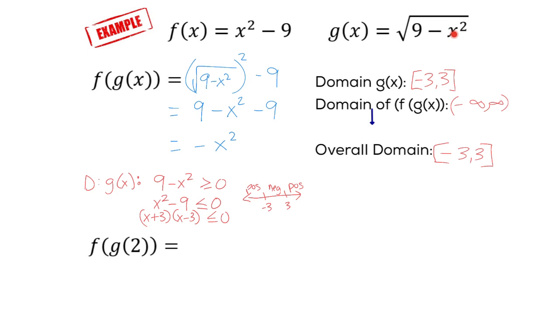When I plug 2 in, I get 9 minus 4. That's the square root of 5. And then I take the square root of 5 and I plug it in right here. The square root of 5 squared is 5, minus 9. So that would equal negative 4.